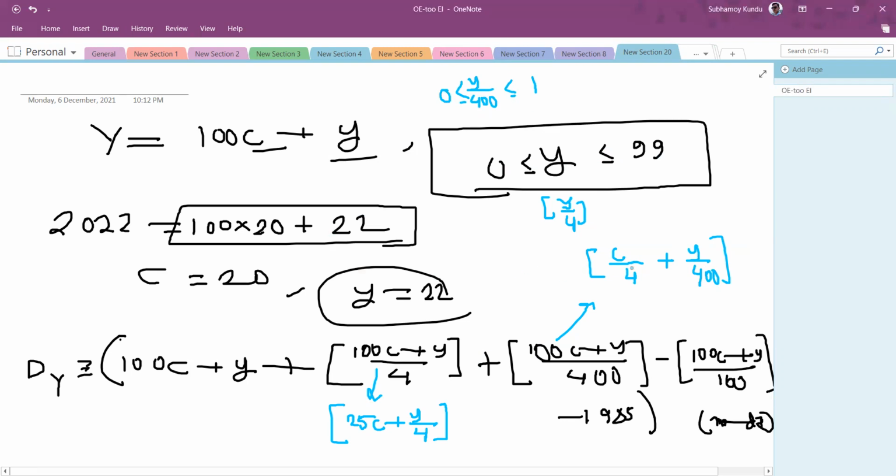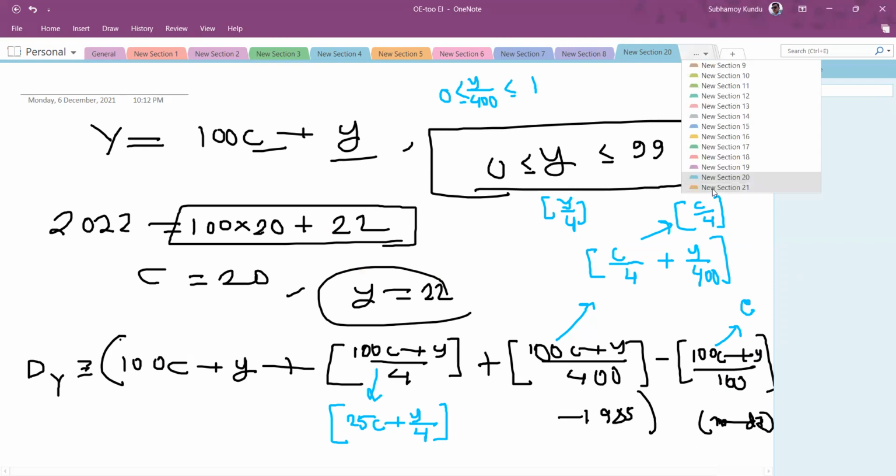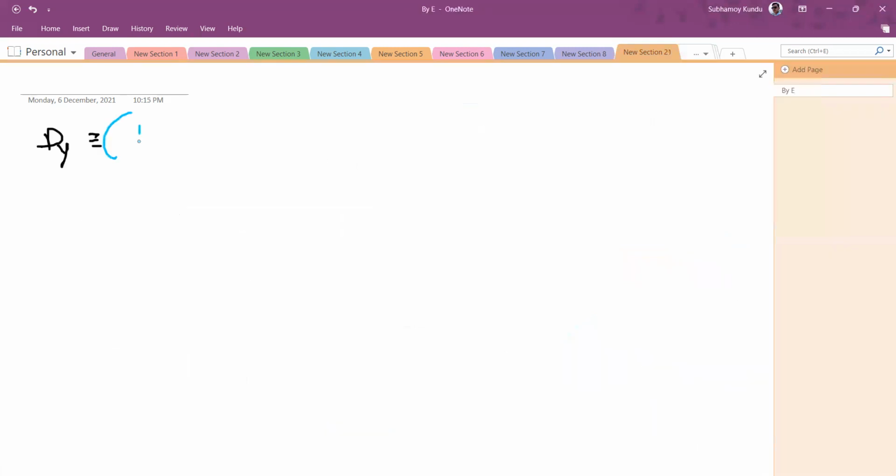So we can ignore this because it will always be nothing but c by 4. This is a fraction, so it will always be equivalent to c by 4. Similarly, this part will also always be only c. Right. So what will happen then, we can write it down in this way: the 100c plus y is fixed. Nothing but 100c plus y.